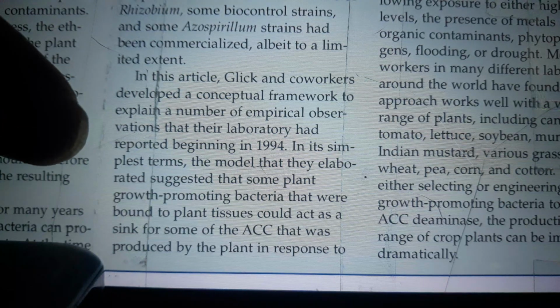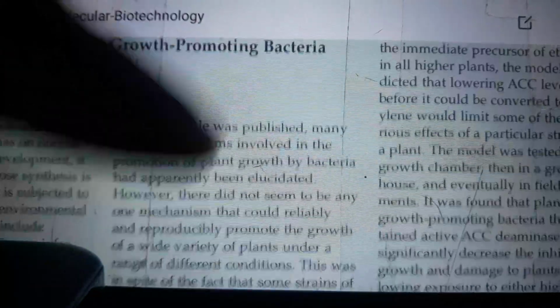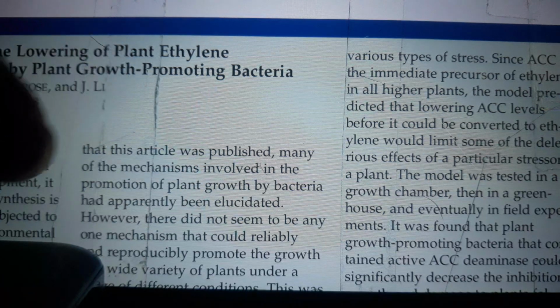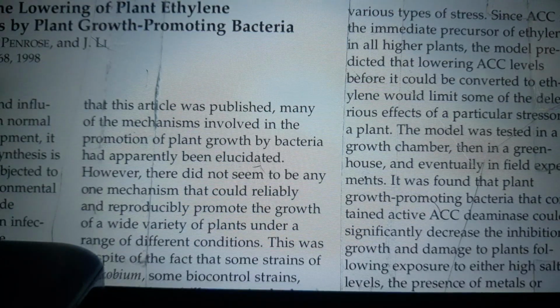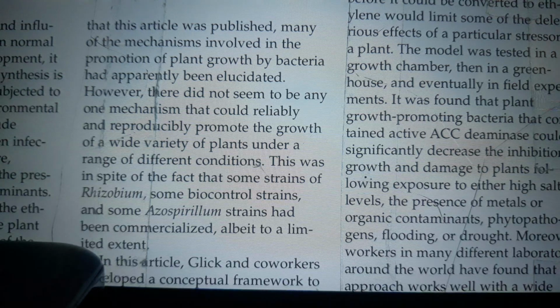In this article, Glick and co-workers developed a conceptual framework to explain a number of empirical observations that the laboratory had reported beginning in 1994. In its simplest terms, the model that they elaborated suggested that some plant growth promoting bacteria that were bound to plant tissues could act as a sink for some of the ACC that was produced by the plant in response to various types of stress. Since ACC is the immediate precursor of ethylene in all higher plants, the model predicted that lower ACC levels, before it could be converted to ethylene, would limit some of the deleterious effects of a particular stressor on a plant.